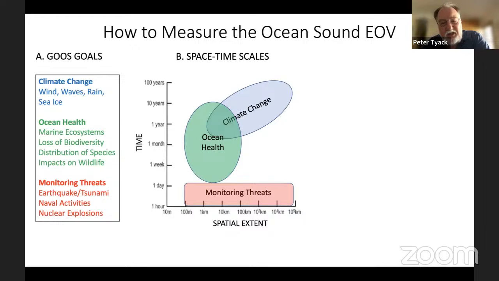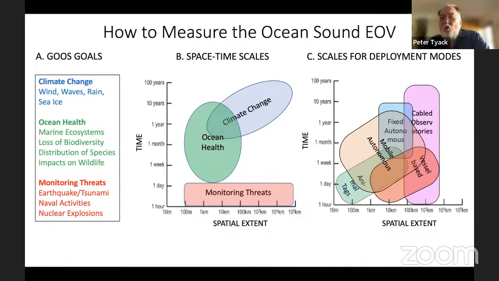So the time scale is quite small, say less than a day, but the spatial scale can go from meters to global. And the different ways we can measure, deploy sensors to meet these scales are on the right. So cabled observatories are the best way to measure decadal or longer time periods with a stable system. Fixed autonomous systems like buoys that are moored on the seafloor are in between. And then animal tags and mobile autonomous systems are better for the shorter time and spatial scales. So these are the kind of deployment methods.